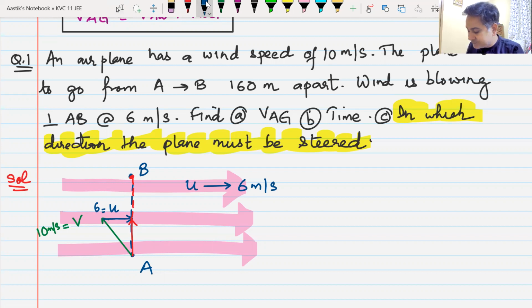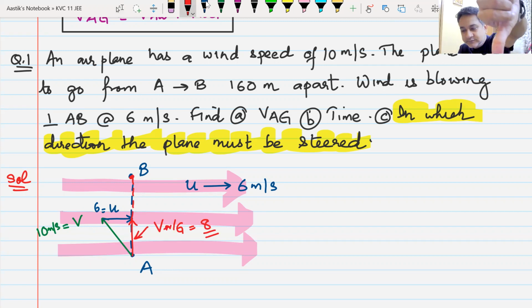This is 6. This is my velocity of this airplane with respect to ground. How much is this? It is definitely not 16. It is definitely not root over 136. It is very nice 8 meters per second. Do we understand this? Yes or no? It has gone above our head saying bye bye. I'm gone. This is exactly the same question.